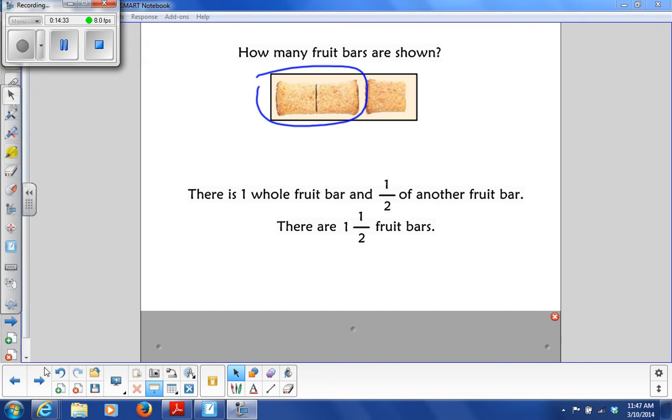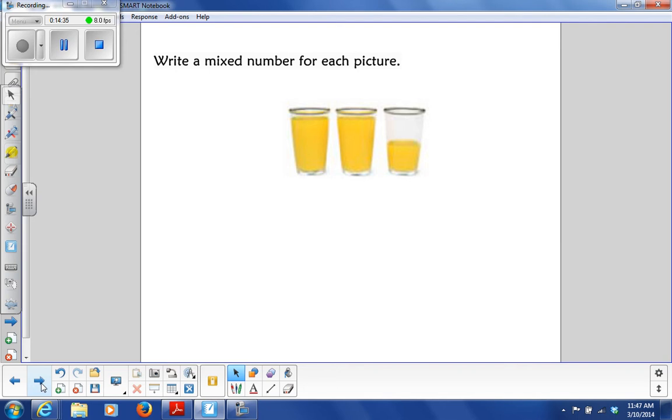Okay, here's another one. Write a mixed number for each picture. Oh, that's pretty easy. Write a mixed number for the picture, please. All right, show me in 3. Let's go.